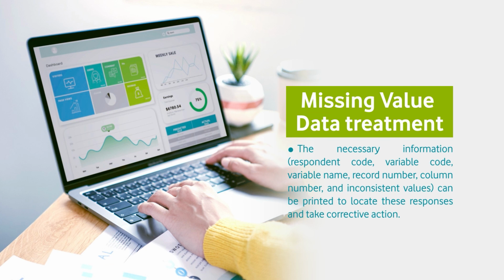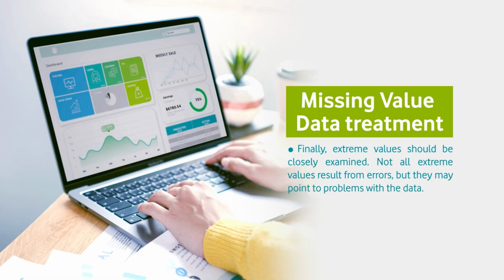And the necessary information like the respondent code, variable name, record number, column number, and inconsistent values can be printed to locate these responses and take corrective action accordingly. Otherwise it is going to create a lot of skew in the entire data set, and that leads to misleading information or misleading output or results, right?